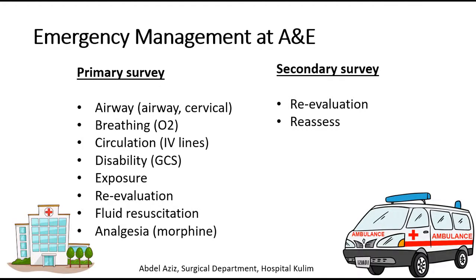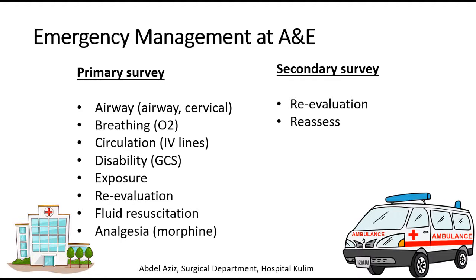Okay, moving on to the emergency management at the A&E. It can be divided into primary and secondary survey. For the primary, we'll check for the A, B, C, D, and E. A stands for the airway, to see any patency or any fracture of the cervical. B is to see any SpO2 or chest movement for breathing. C is to check for circulation. You can check the carotid pulses and set an IV line for resuscitation and also blood investigation. D is for disability, using the Glasgow Coma Scale. E is for exposure, for any hidden trauma or fractures, and we need to evaluate.